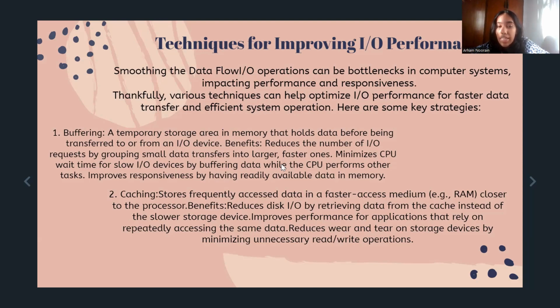in memory. Caching stores frequently accessed data in faster access RAM closer to the processor. It benefits by retrieving data from the cache immediately instead of from a slower storage device. It improves the performance of applications that rely on repeatedly accessing the same data and reduces wear and tear on storage devices by minimizing read and write operations.